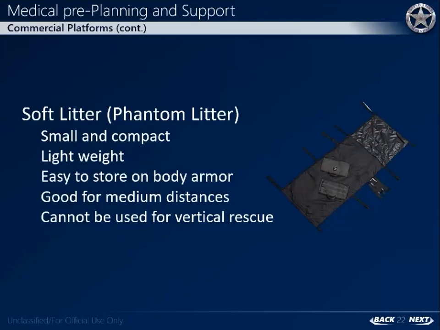The soft litter, phantom litter, is small, lightweight, and compact. It can be stored in the pouch provided or can be removed from the pouch and tucked inside the front or rear panel of your body armor. It is good for short distance carries or drags, but cannot be used for vertical rescue.